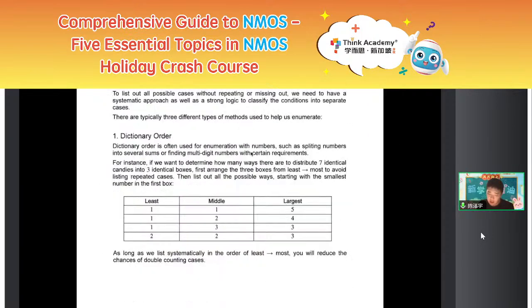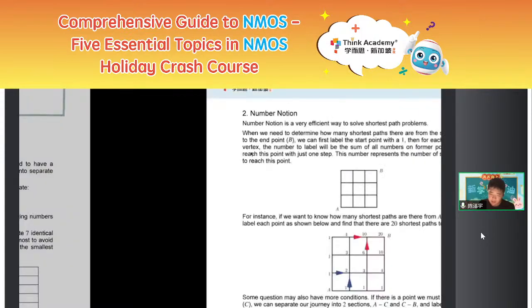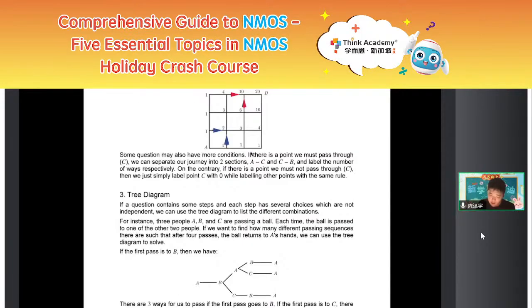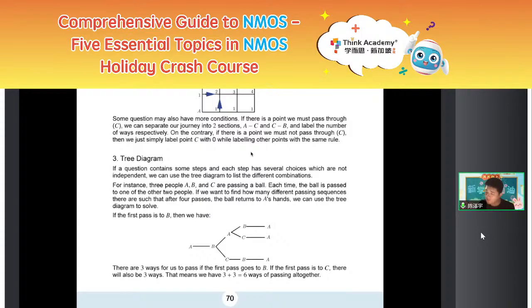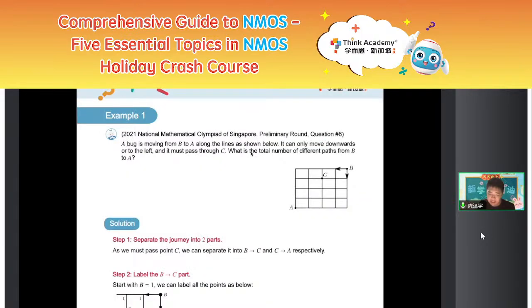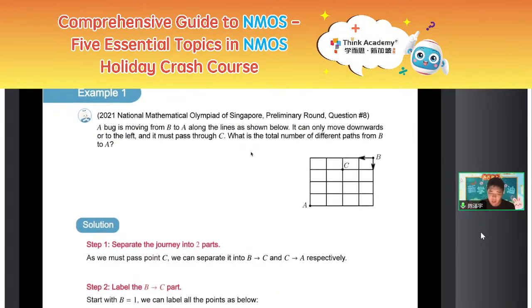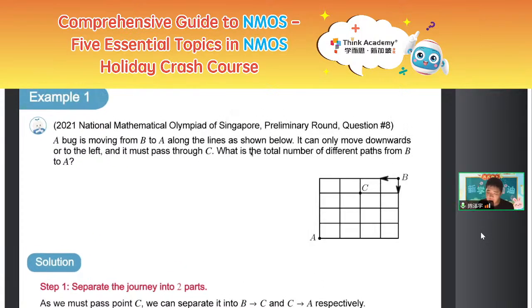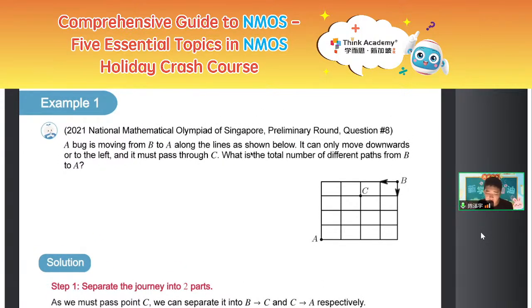So you see, these are the methods. You can go and read through this method and take a look at the example questions. Okay, so if we want to move from B to A, it can only move downwards or to the left, and it must pass through C. What is the total number of ways for B to reach A?